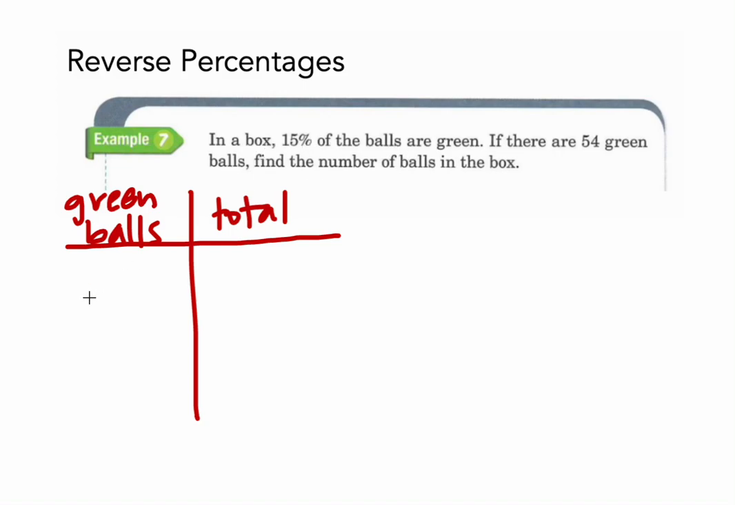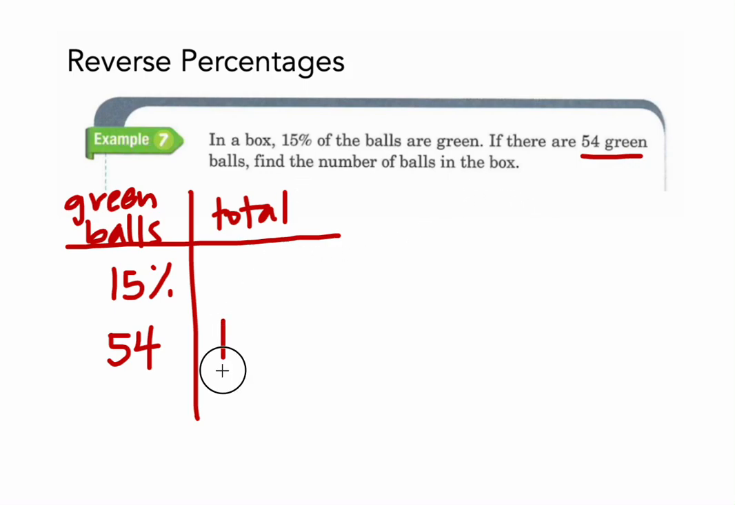In a box, 15% of the balls are green. Put my percentage symbol so I know that it's a percent and not a normal number. If there are 54 green balls, so 54 goes under green as well, find the total number of balls in the box. It doesn't say total number of balls, but it doesn't have any color there, so I can assume that they're talking about the total number of balls in the box.